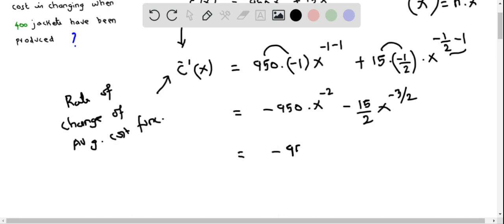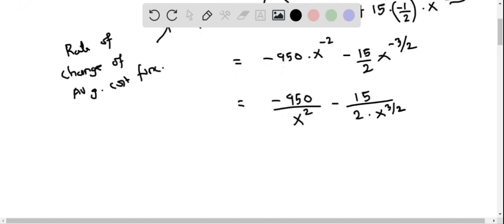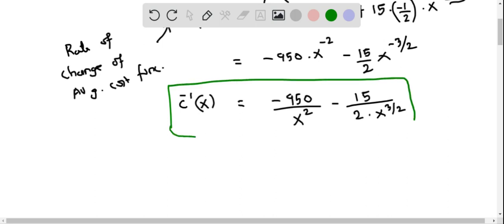So now I'm going to rewrite this as negative 950 over x squared. And the second term, I'm going to write this as negative 15 by 2, and this x raised to the power of minus 3 by 2, I write in the denominator as x raised to the power of 3 by 2. So this basically represents the rate of change of the average cost function, that is c bar prime of x. So this is the rate function for the average cost function.